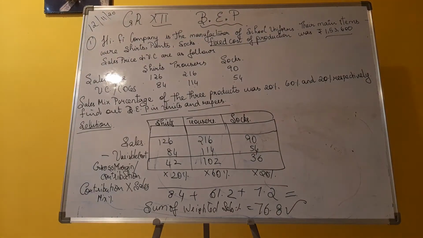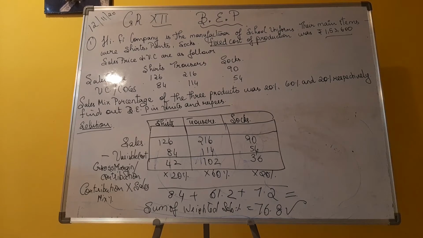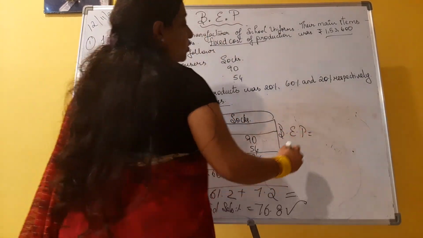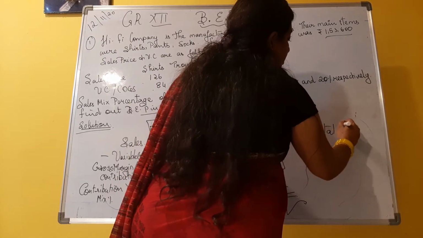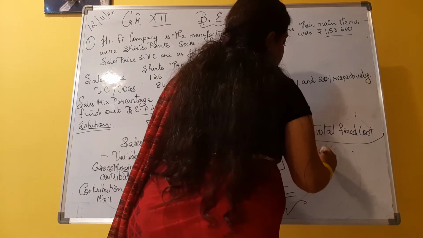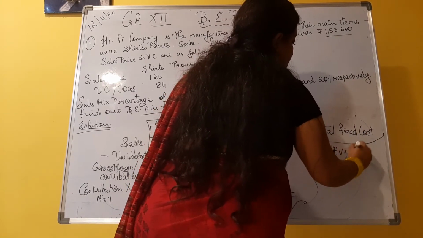Till here clarity is there, children. You arrive at 76.8. Now I have to rub the board one time because there is less space. Till here you have understood that we have arrived at 76.8. Right. Now we will try to understand how to calculate break even. The break even formula is what? BEP is equal to total fixed cost divided by weighted average contribution.